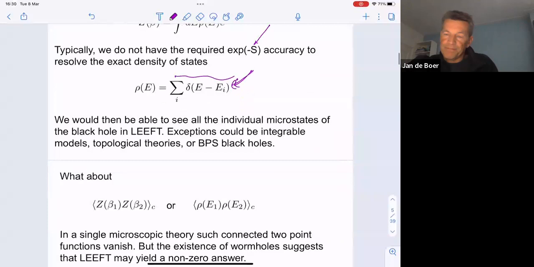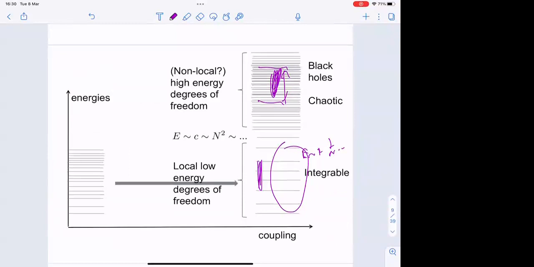Does that answer the question or? It's clearer. I have to think about it. But thank you for the explanation. Okay, cool. Thanks for the questions.